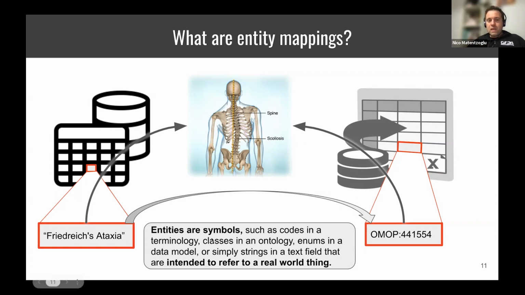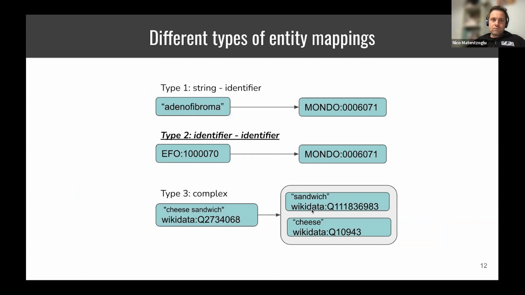So symbols could be anything from a code in a terminology, a class in an ontology, an enum in a data model, a value in a value set, a string in a text field, and so on and so on, just to get a sense of this idea of what an entity is in this sense.